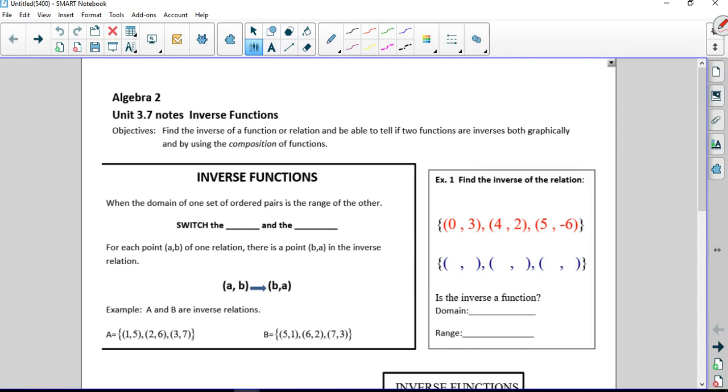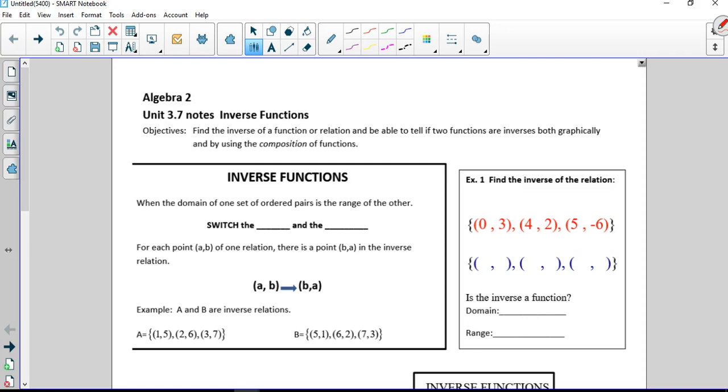Okay, section 3.7, inverse functions. We're going to find the inverse of a function or relation, and be able to tell if two functions are inverses graphically and by using the composition of functions, which we just learned in 3.6.